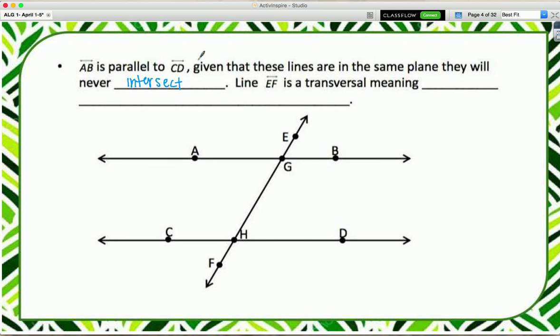Now line EF itself is technically the transversal. It means that it intersects at least 2 lines at a time. It can be way more than 2, but it has to be at least 2, because if it just intersects 1, it's not considered technically a transversal anymore. It's just an intersection of 2 lines. We're really only concerned when it intersects 2 or more.